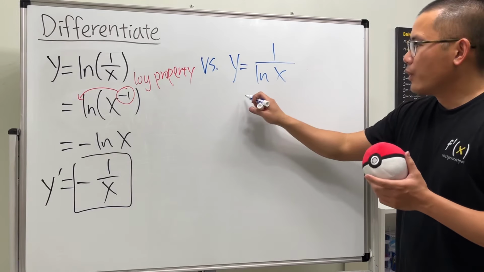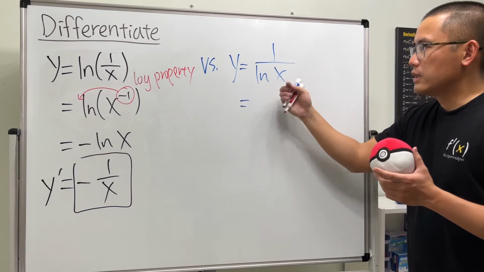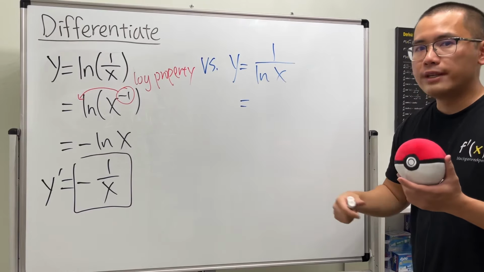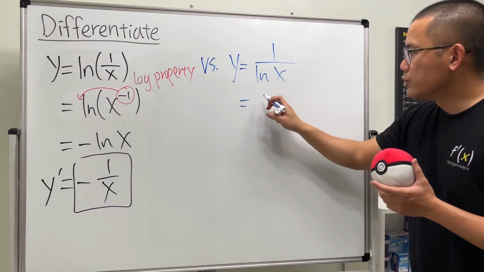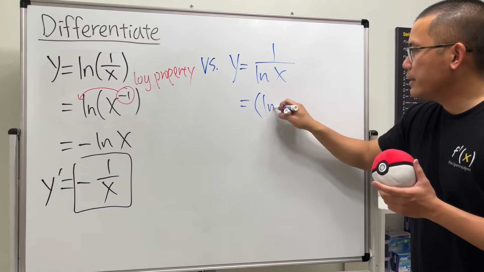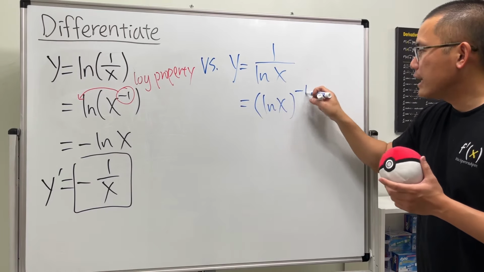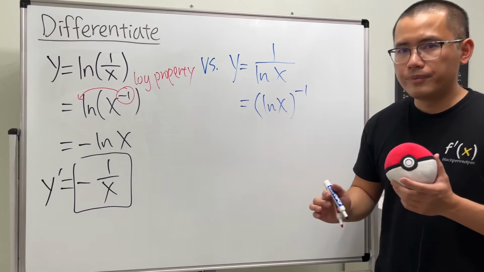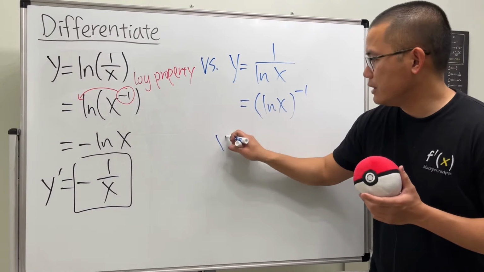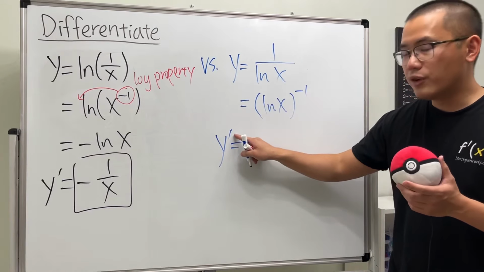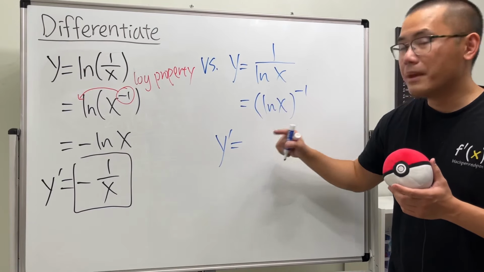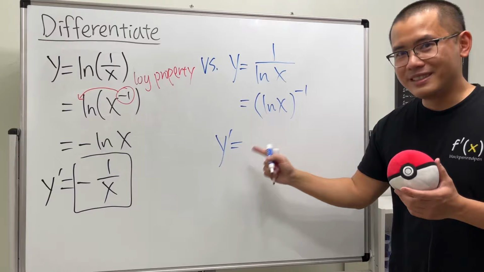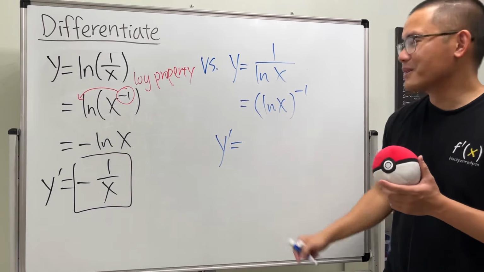Here's how. 1 over ln x. We can put this up, but that will be raised to a negative 1 power. So we will just have parentheses with ln x inside, and then raise that to the negative 1 power. And that's the most algebra that we can do. Now we can actually use the power rule for derivative. You see how we put down y prime? So we are in business. We are talking business. We are doing the calculus.